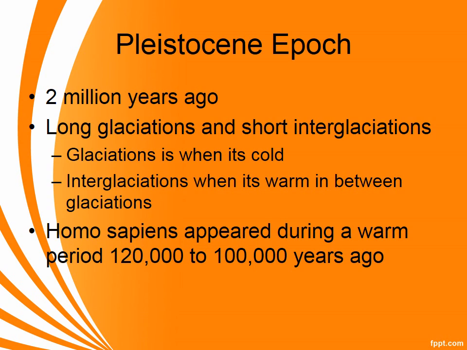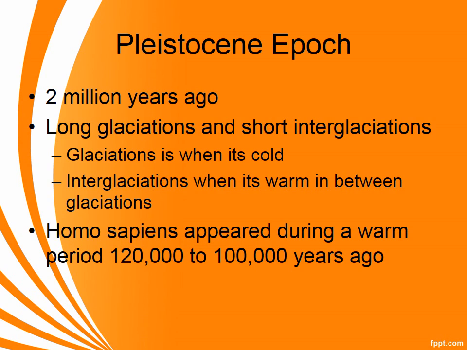When things thaw out and the average temperature of the world goes up, that means that we have more arable land. We have land that we can actually farm. It's not as frozen. And the idea is that the Neolithic Revolution happened as a result of an interglaciation period. Homo sapiens humans appeared during a warm period about 120,000 to 100,000 years ago, and we call this time period the Pleistocene Epoch.